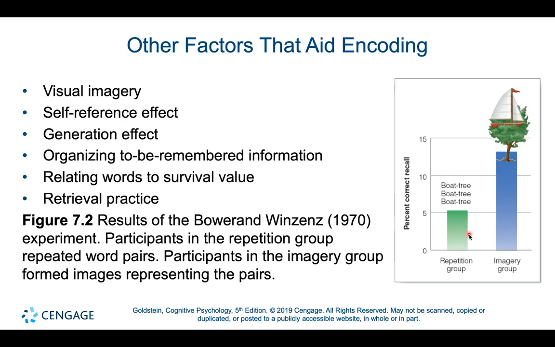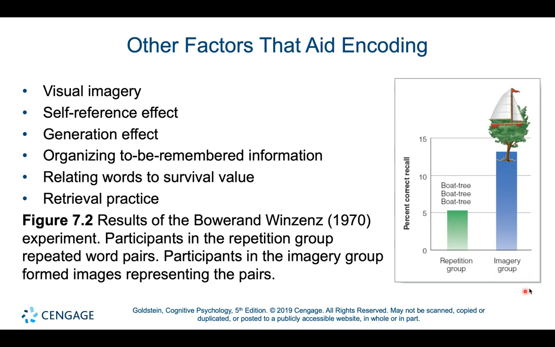People were given word pairs. So the pair of words boat and tree. And there was a group who was instructed just to repeat boat tree, boat tree, boat tree, right? And then lots of these pairs: boat tree, then cat table, and then lamp apple, whatever. Lots of these pairs of words. They're just repeating them over and over and over again. And recall is pretty poor.